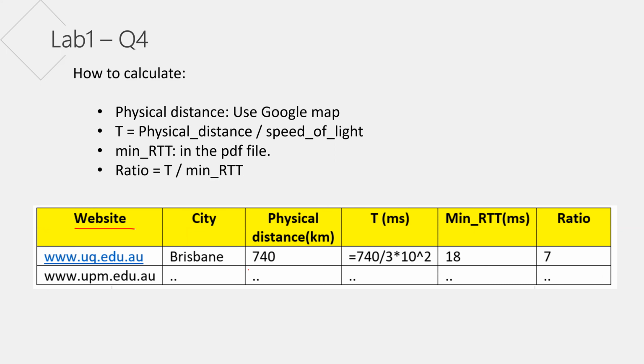The first column is the website. We will have 3 websites, so you may have different columns here. And then we need to check what is the IP, what is the physical address of this URL. How can we get it, if it is from Brisbane? I will tell you how to do it.